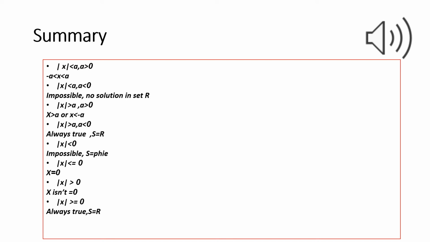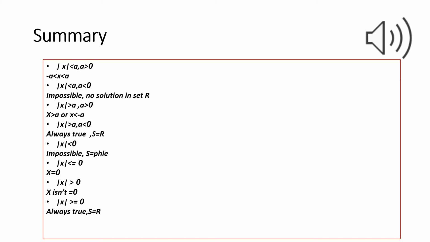Which rule does it look like? Absolute x less than a, where a is positive. So it's bounded between minus 4 and 4. 3. Absolute 6 minus 3x plus 6 less than 0. Absolute 6 minus 3x less than minus 6. So positive less than negative is impossible. So the solution set contains phi.